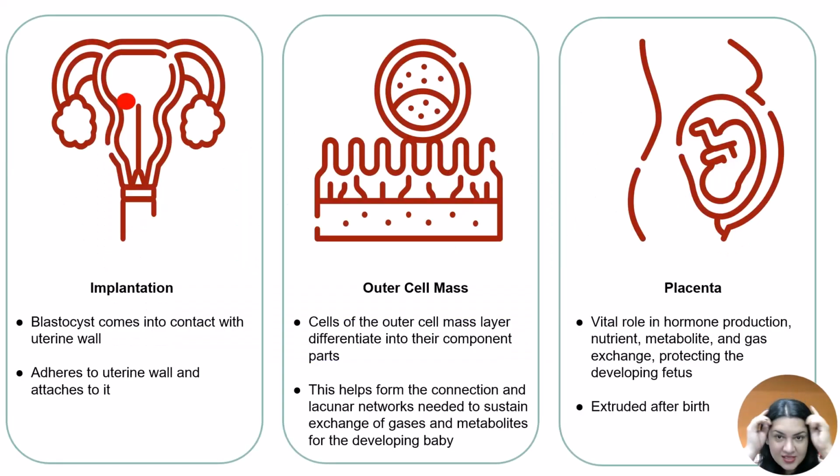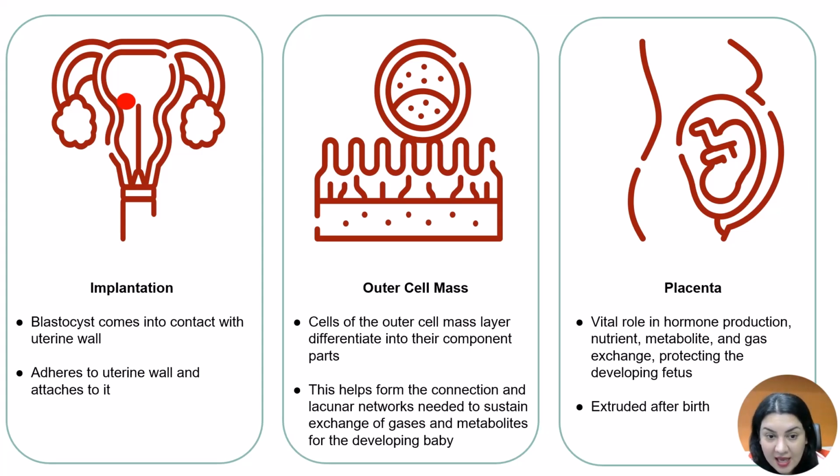Okay, so let's start off on the second week of development, or day 8 of development. So by the time we get to this stage, the blastocyst has already come into contact with the uterine wall and it has firmly attached to it. Now, at the same time, that inner layer, that embryoblast layer, has also started to differentiate into that bilaminar disc. Remember where you have the epiblast layer and the hypoblast layer.